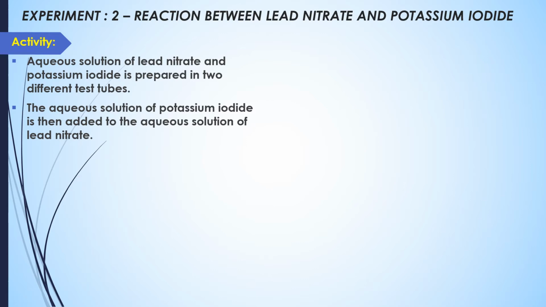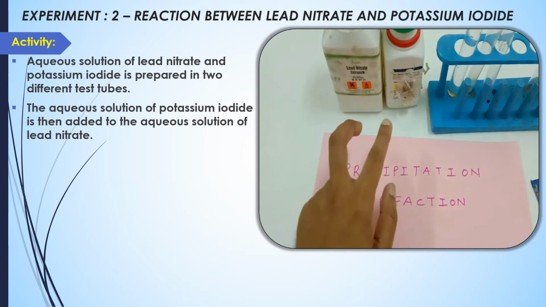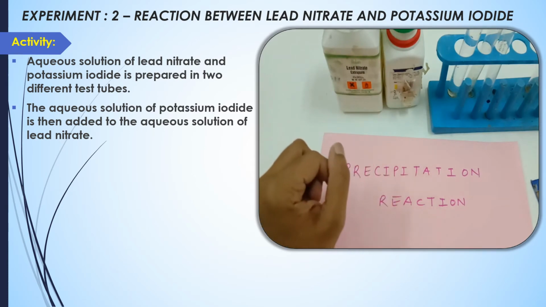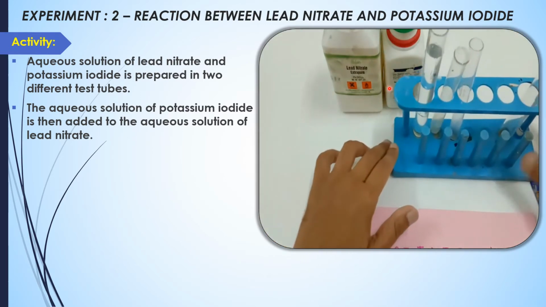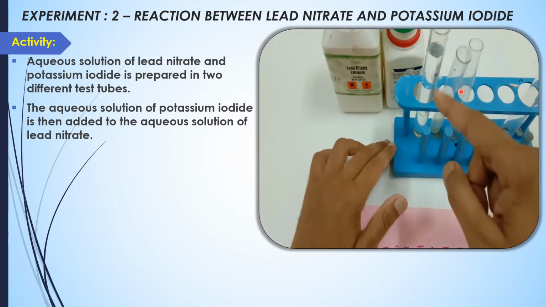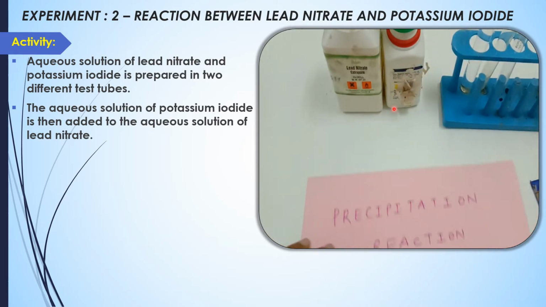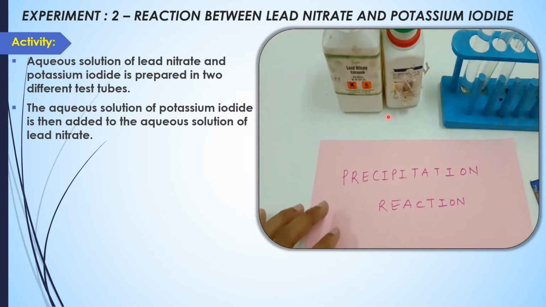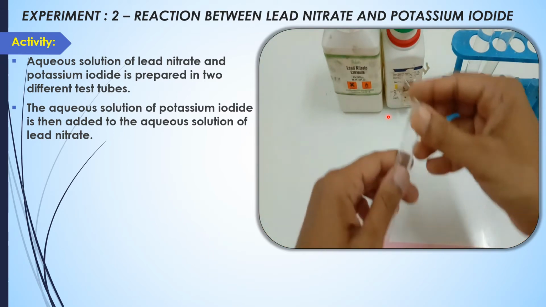So again, before discussing the chemical reactions involved, let us watch a video. So here is your video. So here we have lead nitrate and potassium iodide. What else we require is a few test tubes and water to prepare the aqueous solution. Aqueous solution of a substance is prepared by dissolving a small amount of substance with water.